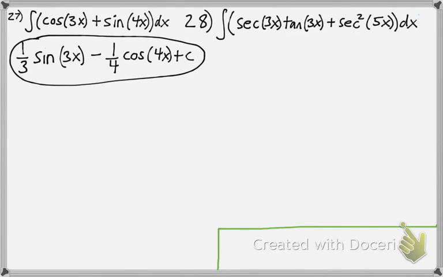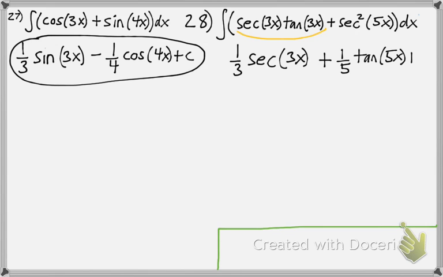Looking at number 28, the integral of secant tangent. So it's kind of like these are grouped. That becomes 1/3 secant of 3x plus, and then the secant squared is going to become a tangent, so 1/5 tangent of 5x plus c.